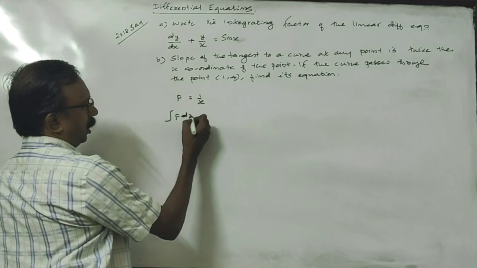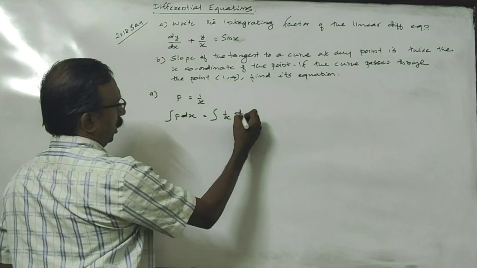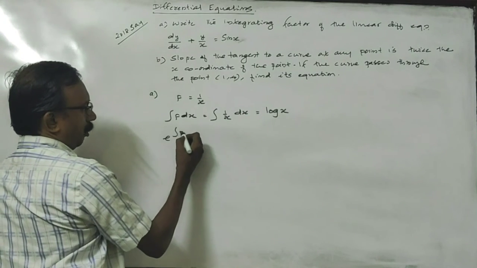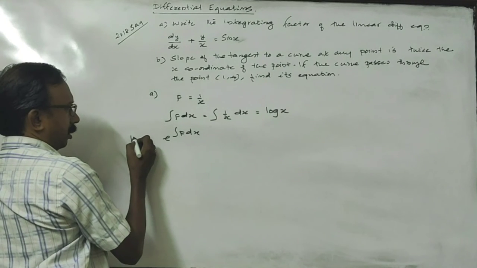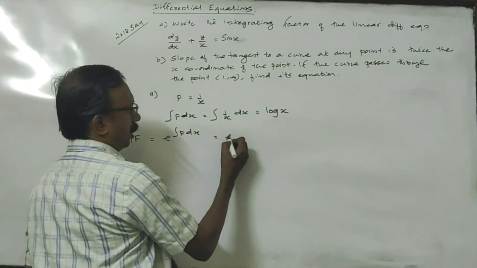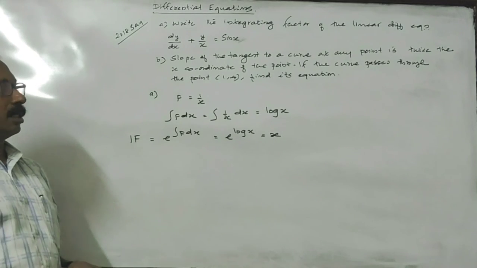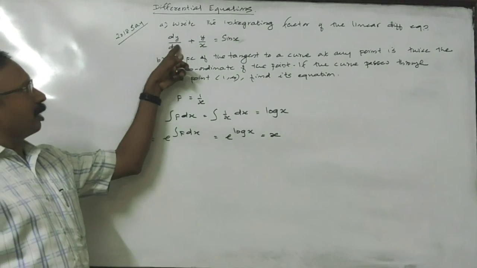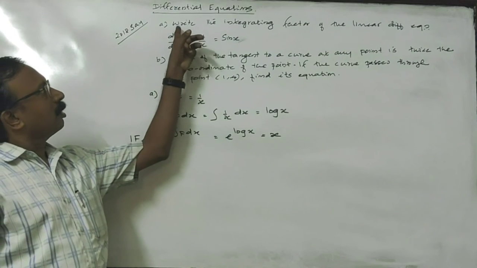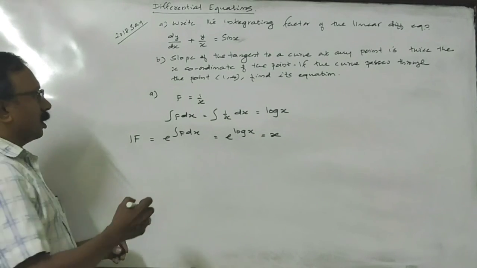Integral pdx is equal to integral of 1 by x into dx, that is log x. E raised to integral pdx is the integrating factor. The integrating factor is e raised to integral pdx, that is e raised to log x, and e raised to log x is x. This is the integrating factor of the differential equation. We don't want to solve this differential equation because we want to find the integrating factor only, isn't it?